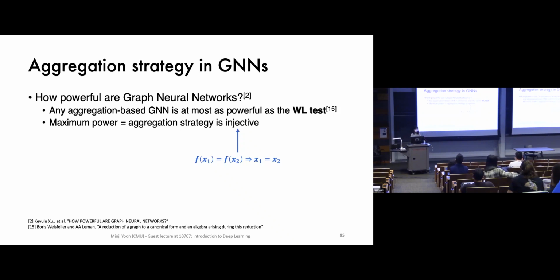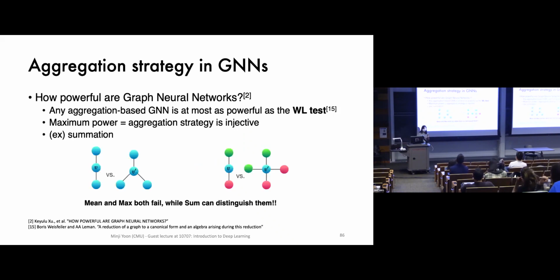I will not go deeply into the theoretical analysis they did. But the main takeaway from this paper is that to have the maximum power from a GNN, the aggregation strategy should be injective. The injective definition is like this. And they say one example of an injective aggregation strategy is summation. Do you remember at the beginning, when I introduced different types of graph structure, I said that at first the graph convolution network averages the node embeddings, and the second sums up the node embeddings. They have their own grounded argument for why to choose summation: summation is injective while mean is not.